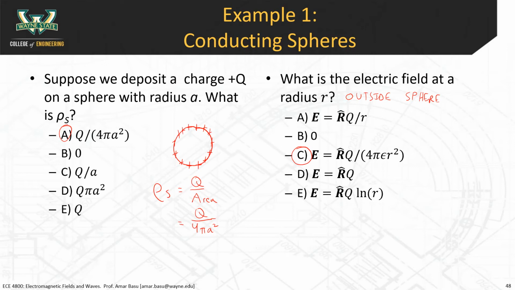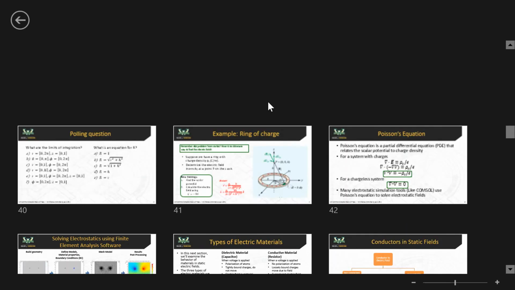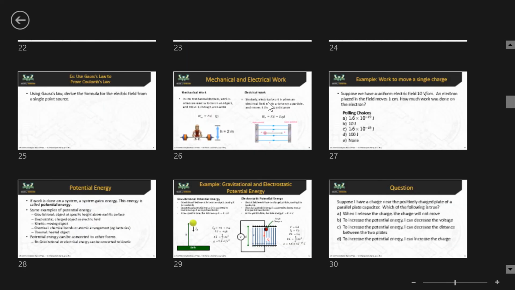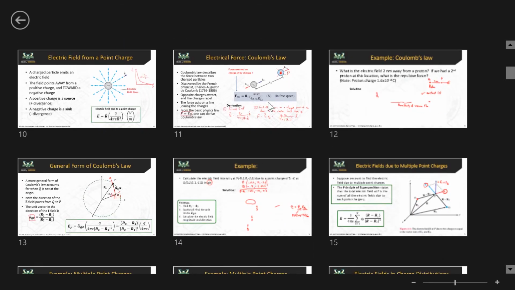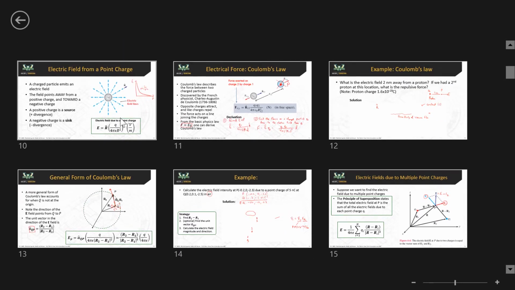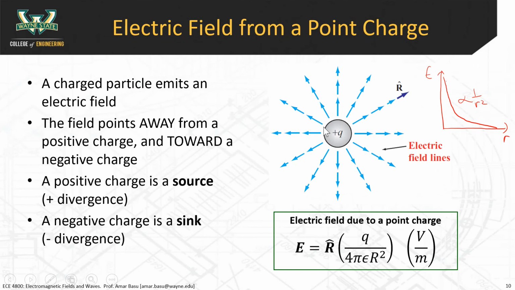All right, and outside the sphere, what you can do is just look back at Coulomb's law. So we're gonna just go back here. In Coulomb's law, we talked about the electric field due to a point charge. When you have a sphere of charge like this, it looks very much like a point charge with a certain amount of charge Q. And the electric field due to that is Q over 4 pi epsilon r squared. So that's where that is coming from.